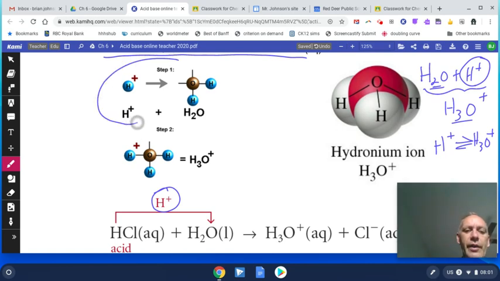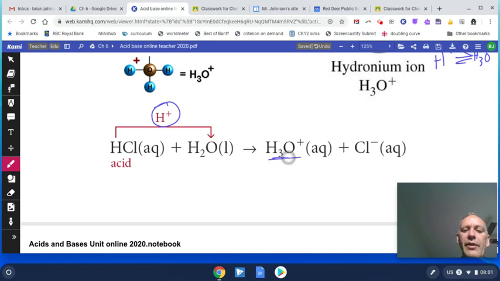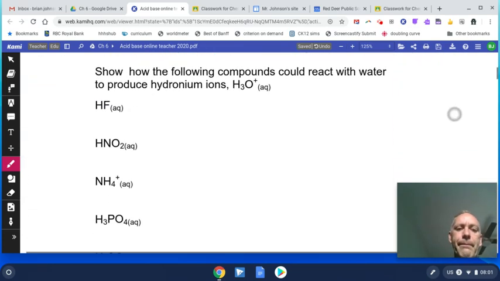This is showing you that reaction there. H+ and H2O makes H3O+. Okay, so to make H3O+, you are defined as an acid if you can react with water and give it that H+ ion to make hydronium. That's the modified Arrhenius definition of an acidic compound. So, skill 1. And we're going to finish off the lesson today by doing some reactions of acids with water and then some bases. Show how the following compounds could react with water to produce hydronium ions.